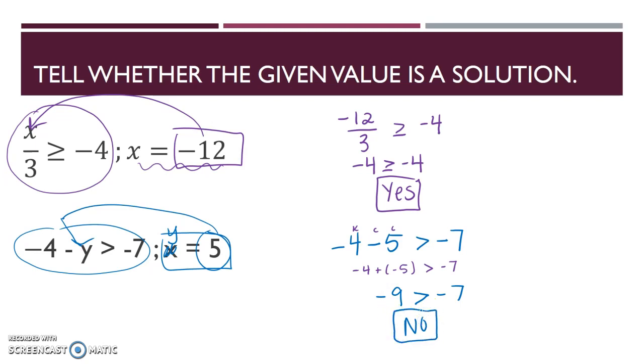y cannot equal 5. That is not a possible solution. So when we're doing these problems, we need to show the plug-in step, so replacing the variable with the value given. We need to show the actual math step. So like here I did the division, here I did the subtraction, and then yes or no. Is this a possible solution or is it not a possible solution?